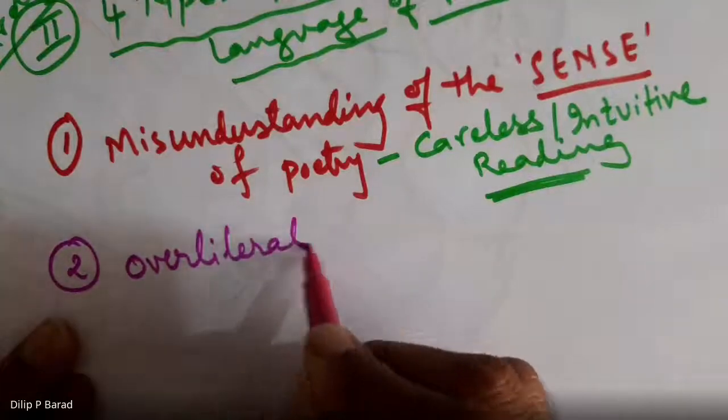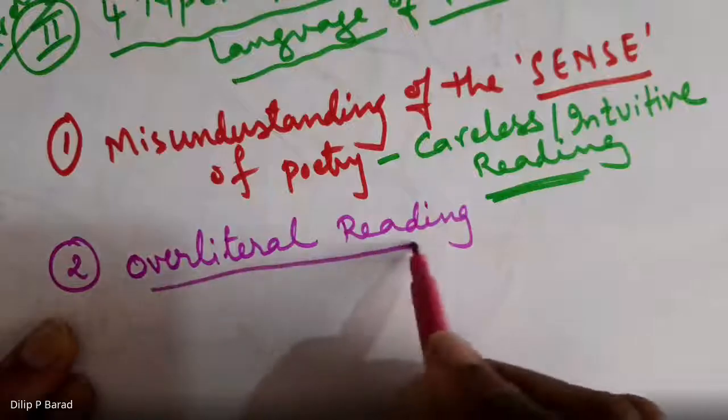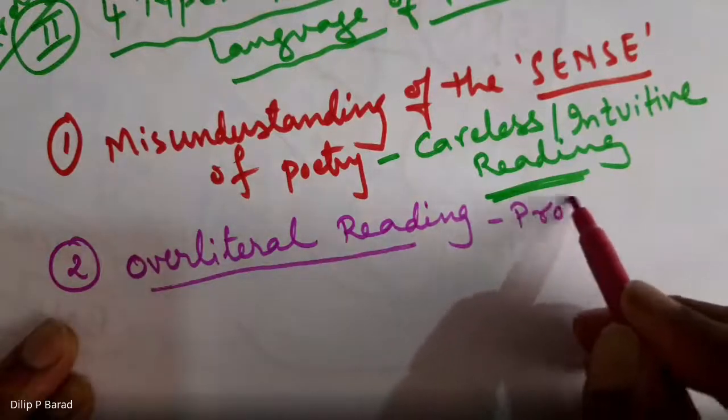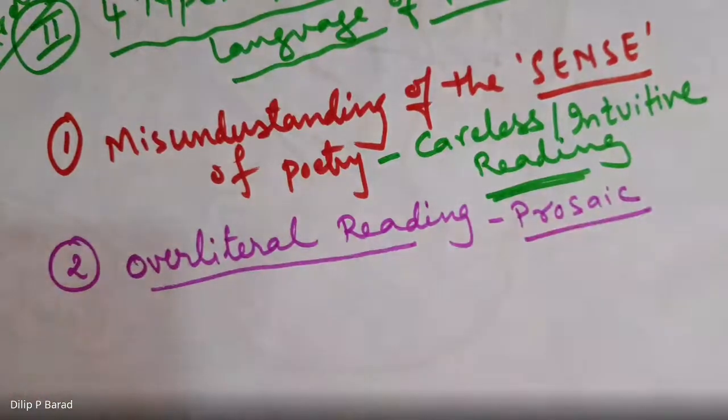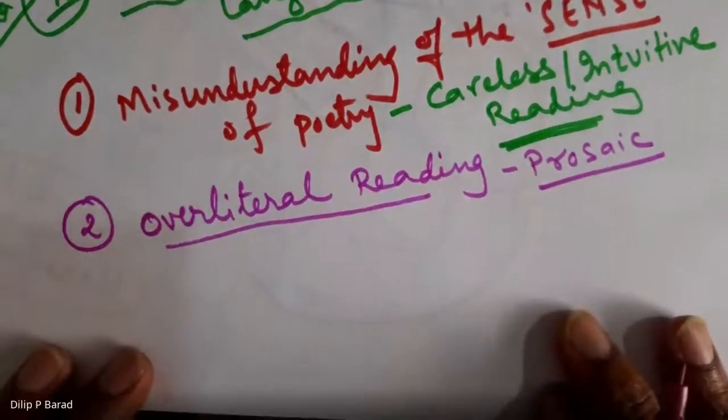Over literal reading, or you can say prosaic reading. So I hope we can understand this, that the use of language in prose and the use of language in poetry is different. That is what he wants to argue. So if you are reading a poem, you are not supposed to read it as if you are reading prose. Otherwise it will be an over literal reading of the poem.